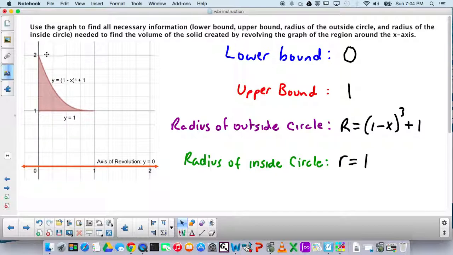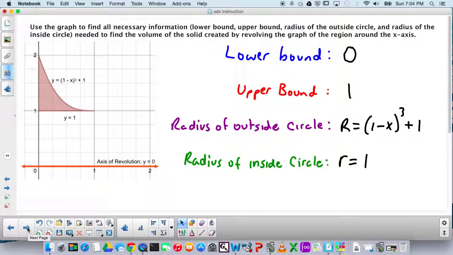So we had the region enclosed by y equals 1 minus x to the third plus 1, y equals 1, and then the y-axis. And we found earlier that the lower bound was 0, the upper bound was 1, the radius of the outside circle was 1 minus x to the third plus 1, and the radius of the inside circle was little r equals 1. And we're revolving around the axis of revolution y equals 0.